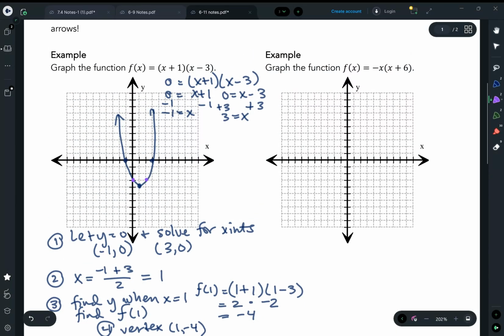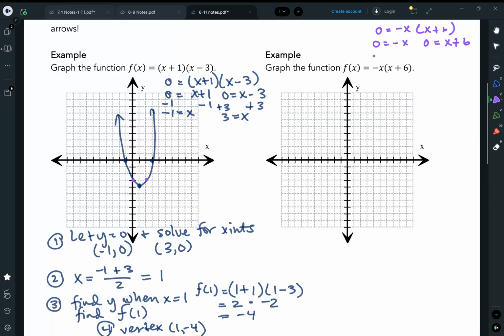For our second one, we want to do those same steps. So first we want to find our x-intercepts by letting our y equal 0. So I'm going to do that work up here. So 0 equals negative x times x plus 6. So 0 equals negative x, or 0 equals x plus 6. So that means we have 0 or negative 6. Those are our x-intercepts. So that was our first step.